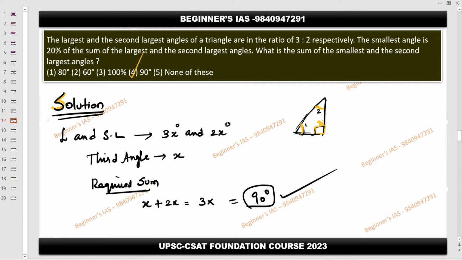We can do like this: 3x plus 2x plus x equal to 180. You are mentioning all the angles in a triangle. Which means what Rajshekar is saying is the sum of the angles in a triangle is 180 degree. Then here 3x plus 2x plus x is 6x, and 6x is equal to 180 degree. Then we need 3x, so divided by 2, 90 degree.